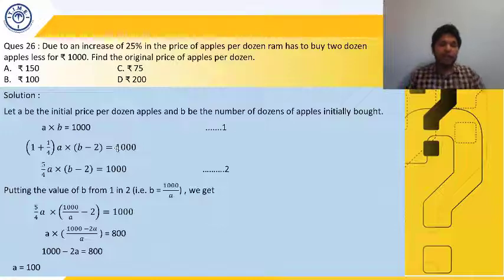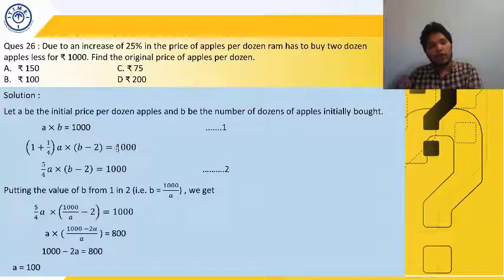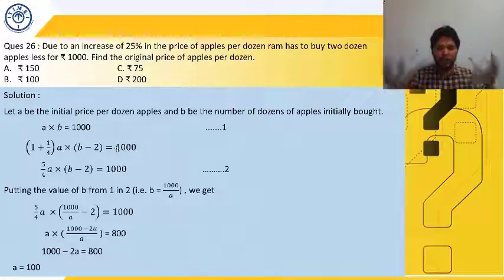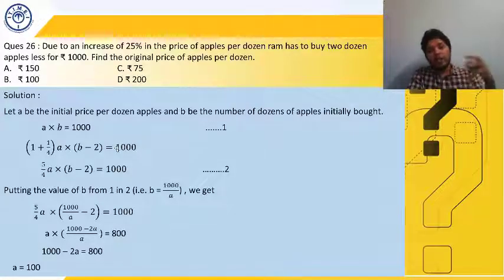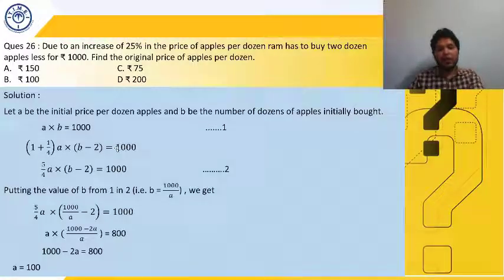What I have done here is assume that the initial price was A rupees per dozen and he was purchasing B dozens in total. So the total expenditure on apples is A into B, which is given as 1000. Now what has happened? The price has increased by 25%. What is the fraction equivalent of 25%? It is 1 by 4. So now the new price will become 1 plus 1 by 4 times the original price, which is 5 by 4 times the original price, and the original price was A rupees. So it is 5 by 4 times A.